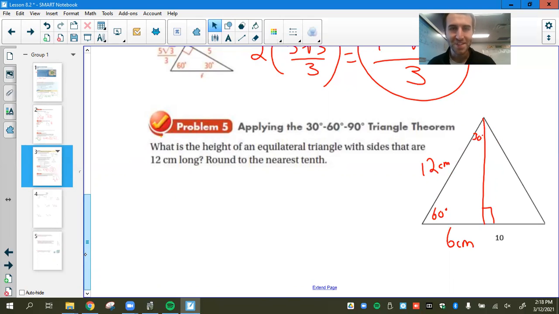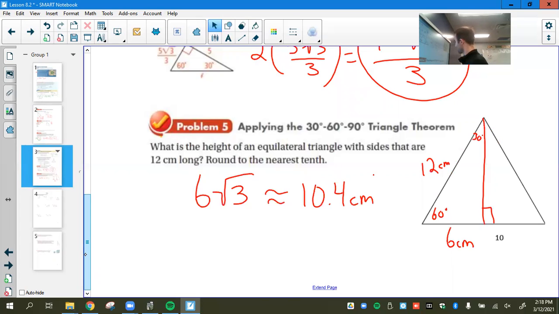So I see a 30, 60, 90 triangle here, okay? So again, my shortest length is 6. My hypotenuse is double my shortest length, which makes sense, which means my longer leg is the shortest length times √3. So in this case, it'd be 6 times √3. And there it is. Rounded to the nearest tenth, if you plug that in your calculator, you should get about 10.4 centimeters. And there it is.